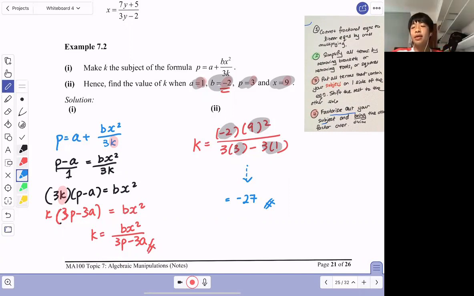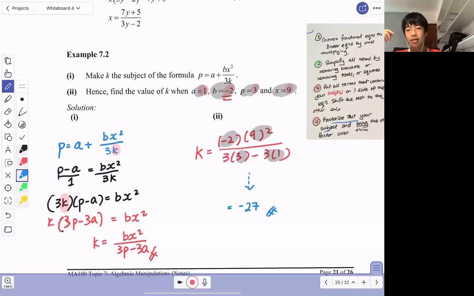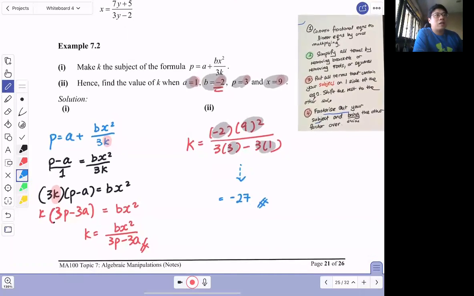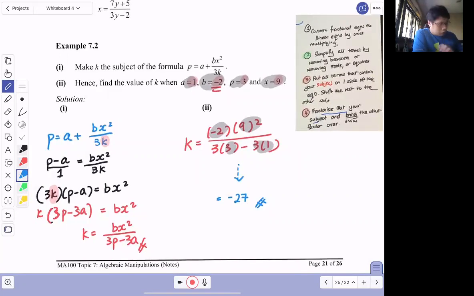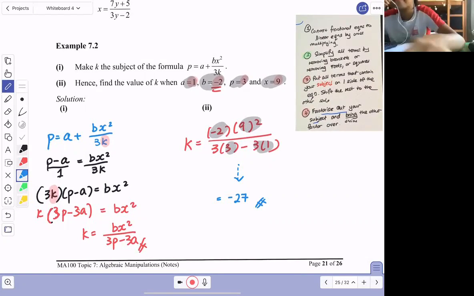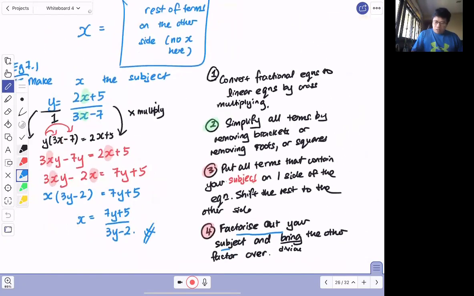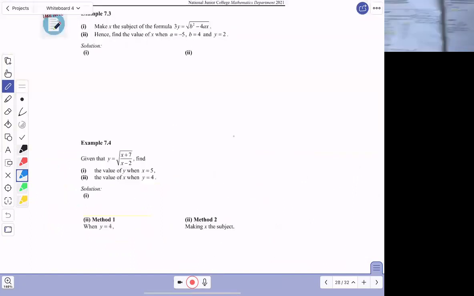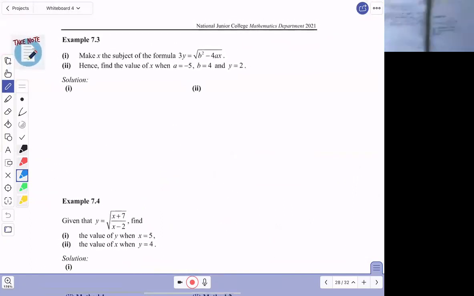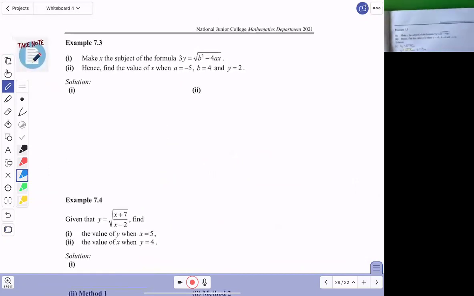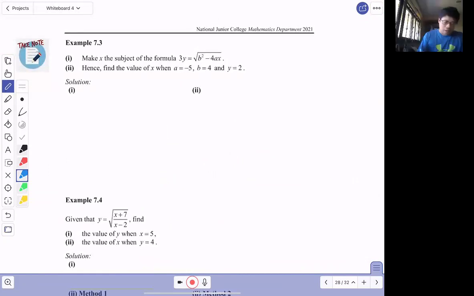Mr. Tan, I remember the other one, the 3y equals square root of b square minus 4x one. Oh, that's 7.3, is it? 7.2 is because you asked for 7.2? It's mislabeled 7.2, so the other one is also 7.2. Let me just check. Yeah, 7.2 here, and this one also 7.2. I see. Okay, thank you. So this is what you're referring to? Sorry for that.